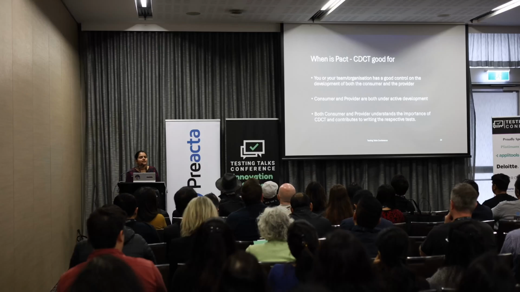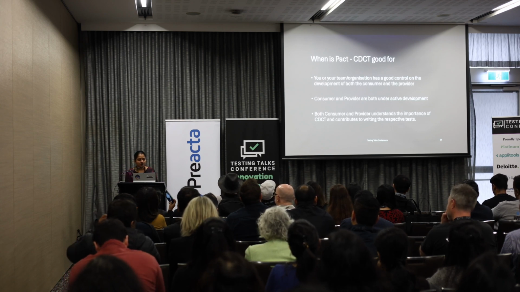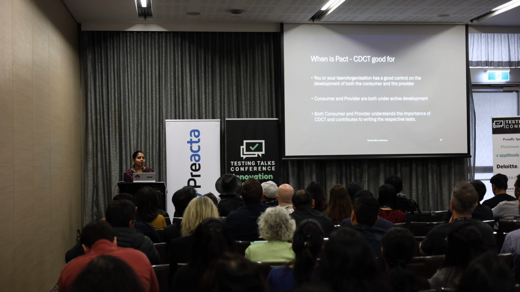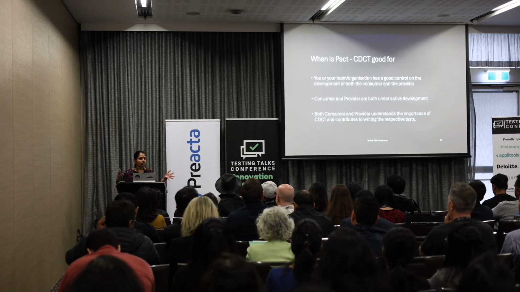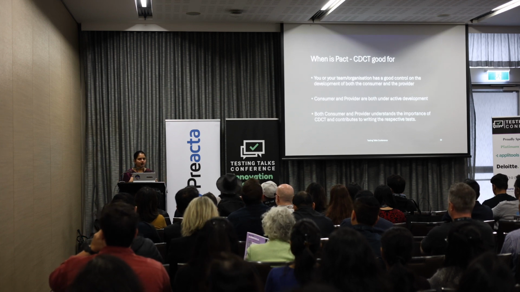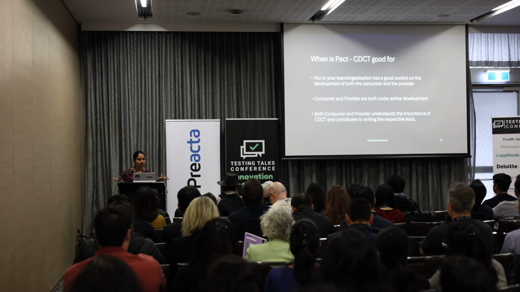But remember, this could be suitable only in certain places, not everywhere, right? Suppose your organization or your team has good control of development for both provider and consumer. When I talk about teams, they could be different teams, not the same team. You might have more than 100 teams developing different APIs, but everybody is sitting within your organization, so communication is easier, and both of them can contribute to writing the consumer contract test and the provider contract test. If you are consuming an API which is external, then that becomes harder, right? So Pact and consumer-driven contracts would be suited in a place where both consumer and provider are sitting within the same organization and both contribute to it.